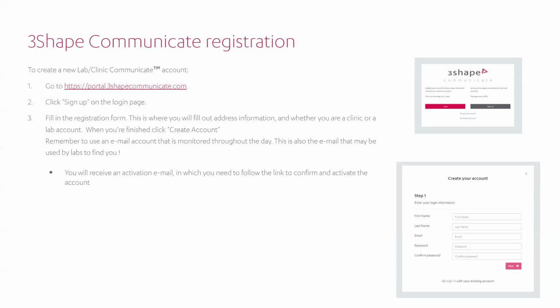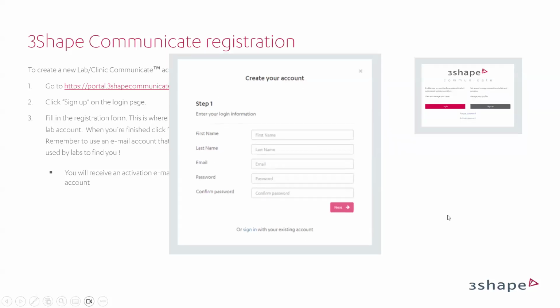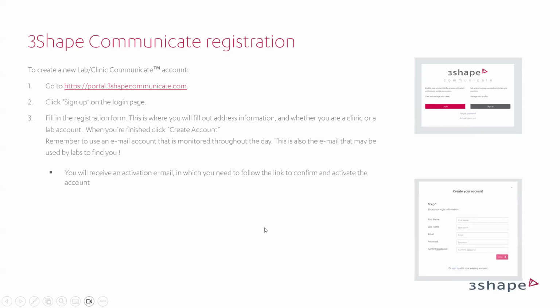But here's an important note: remember to use an email account that is not temporary. This is also the email that may be used by labs to find you. You will also receive an activation email in your mailbox, in which you need to follow the link to confirm and activate your account. It also looks like this, the registration form that you have when you are trying to register the account.